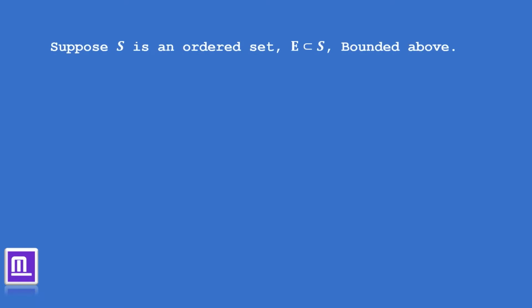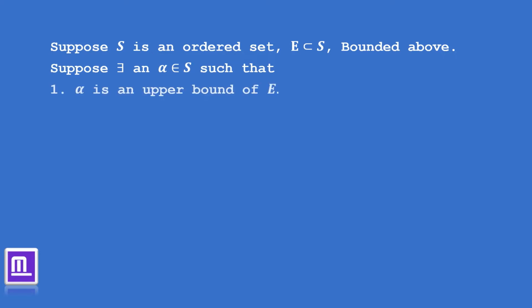Suppose S is an ordered set, E is a subset of S, not just a subset, E should be bounded above with respect to the set S, which is a superset here. Suppose there exists an alpha belongs to S. That means there exists an element in S such that first and foremost, alpha should be an upper bound of E. That means alpha should be related to every element of E. This is according to our context.